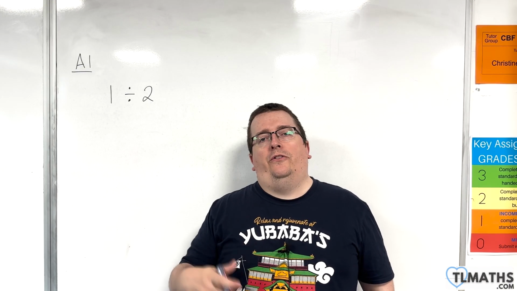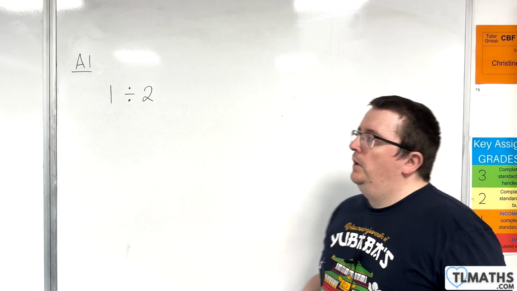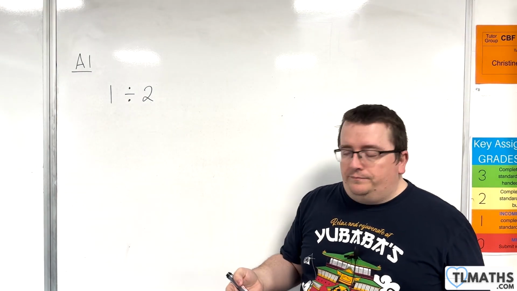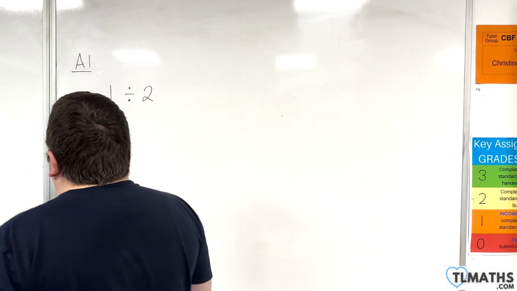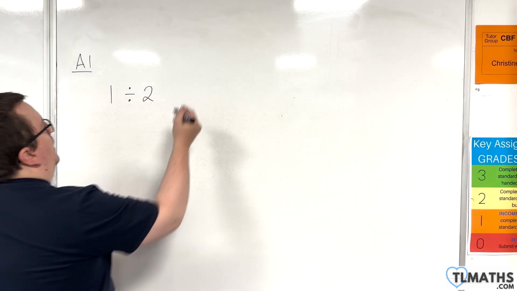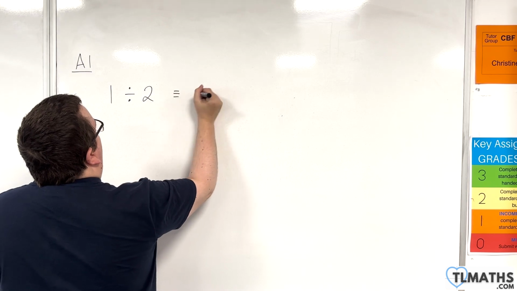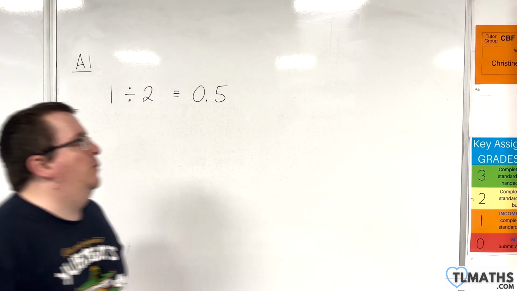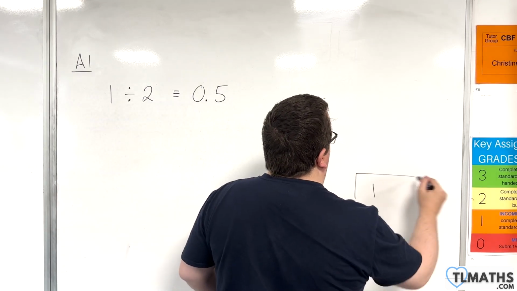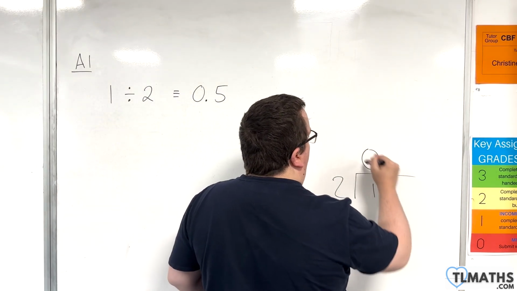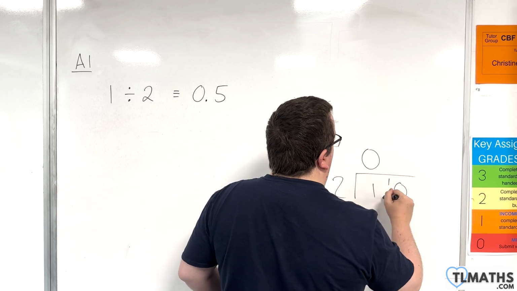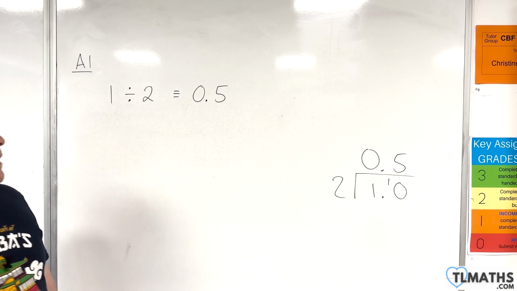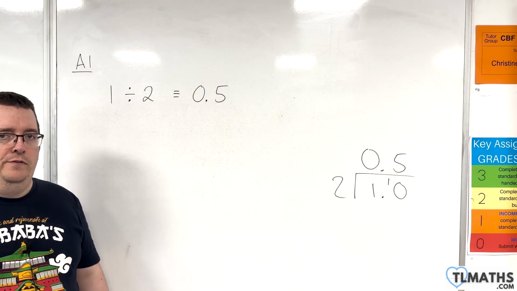So in this video, I want to talk about the division symbol. So let's look at 1 divided by 2. Now, 1 divided by 2 is the same as 0.5, isn't it? Okay, so you can do that by a bit of short division if you like. 2's into 1 goes 0, remainder 1. 2's into 10 goes 5. So 1 divided by 2 is 0.5.